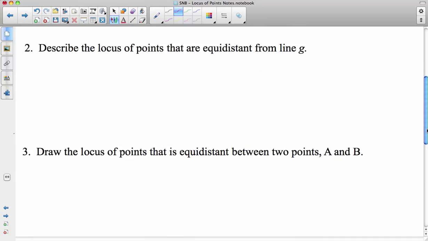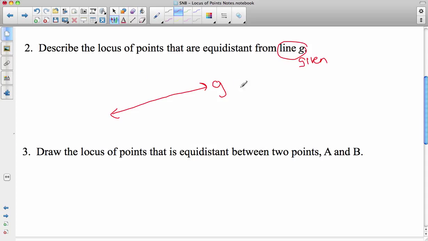Describe the locus of points that are equidistant from line G. So again, here our given is line G. So we need to draw ourselves a picture of our given situation. Here's line G, and we're just going to label it. Notice these are just sketches. There's no graph paper, so we can have our own distances or whatever. Okay, locus of points equidistant from line G.